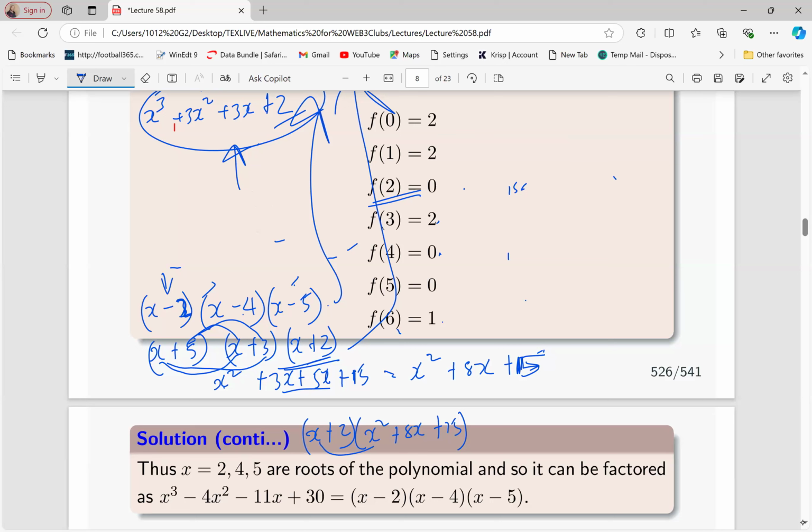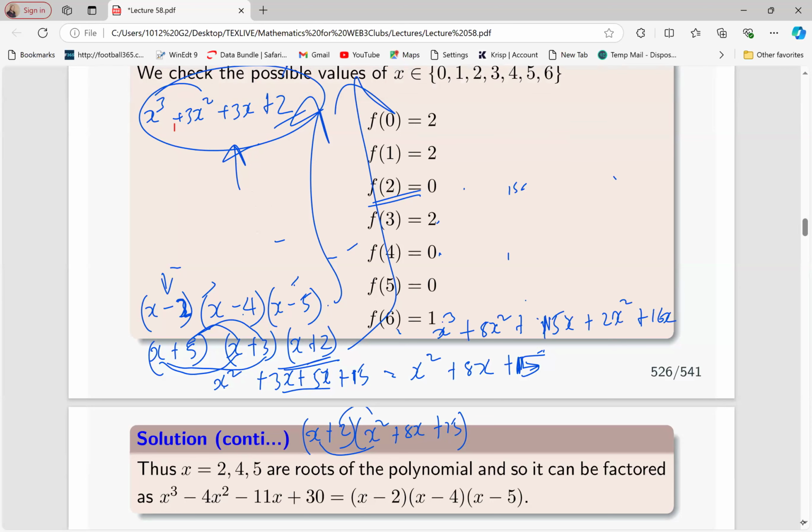So x plus 2 multiplied by what we have, x squared plus 8x plus 15. This will be x cubed, and then 8x squared, and then 15x. Now doing it with 2, it will be 2x squared, then plus 16x, then plus 30.